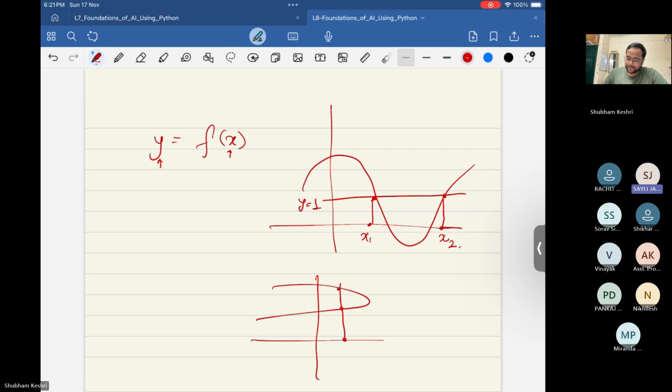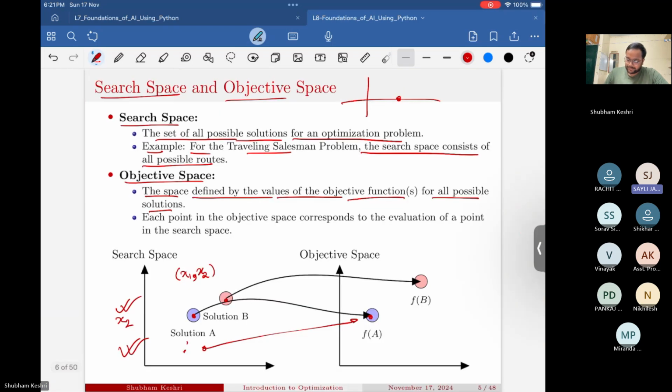So objective space and search space. In this particular graph, shall we say that objective space is a dependent space and search space is an independent space? Yes. Shall I roughly define? I will write the mathematical expression for these two.